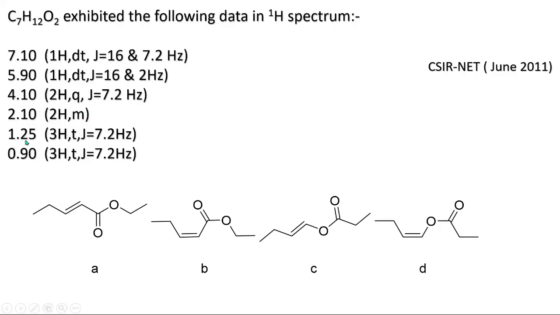If you see 1.25, this corresponds to these 3 protons, a triplet with J equal to 7.2 Hz. Now last, the 0.90, 3 hydrogen triplet, will be this proton. If you compare option C and option A, this will be the correct answer, because from the value 2 hydrogen quartet at 4.10, this proton corresponds to that chemical shift value, and if you compare these two, this will be the correct answer.